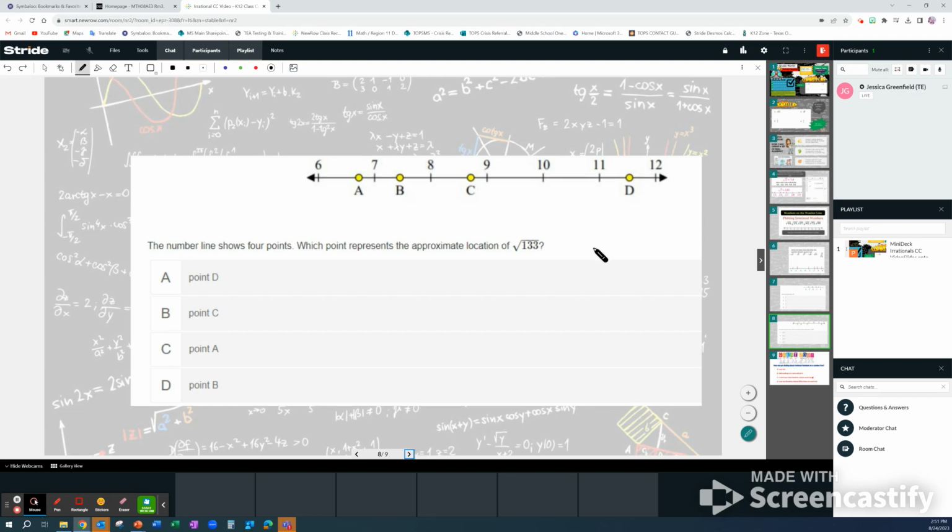Square root of 133. Woo! All right, well, I know that square root of 144 is 12. I also know that when I square 11, I'm going to get 121. So I know that the square root of 121 is 11. Well, isn't the square root of 133 right here in the middle? Yeah, all right. And so we know, again, this is going to be point D, but it's letter A.